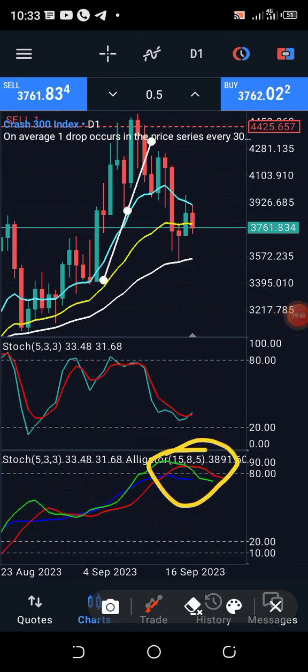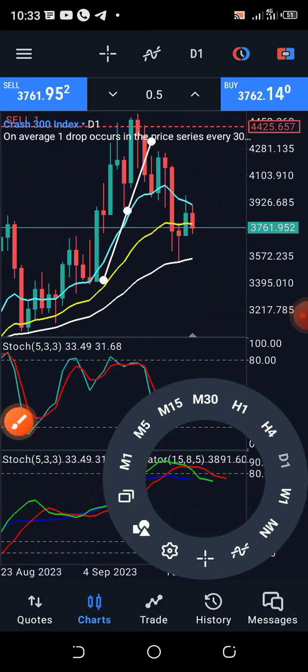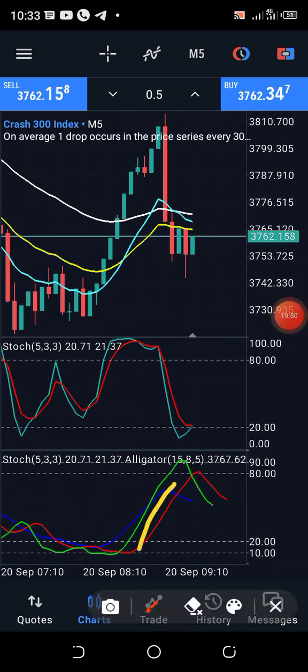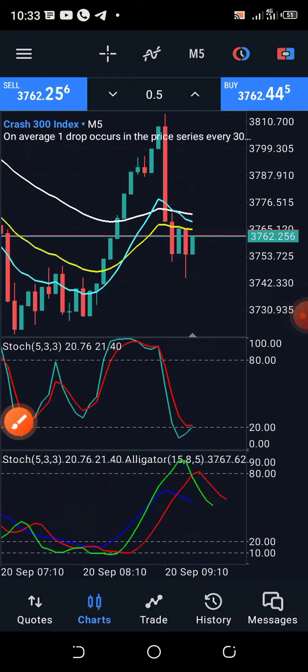If the candle is in a higher position, in a downtrend or uptrend, it helps you to see it. And as it moves like this, it shows you a signal of returning back. So this is the work of this particular one.